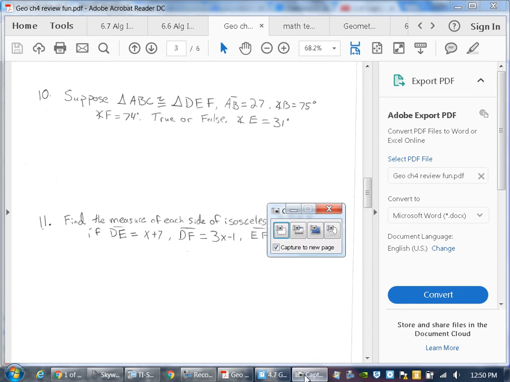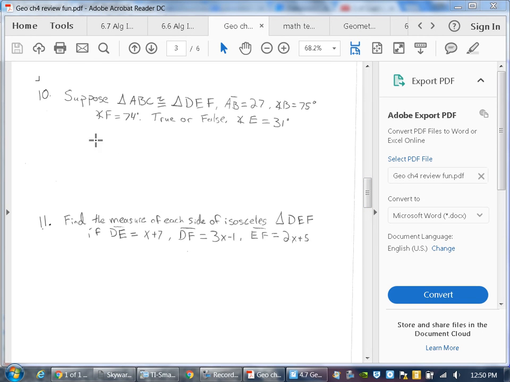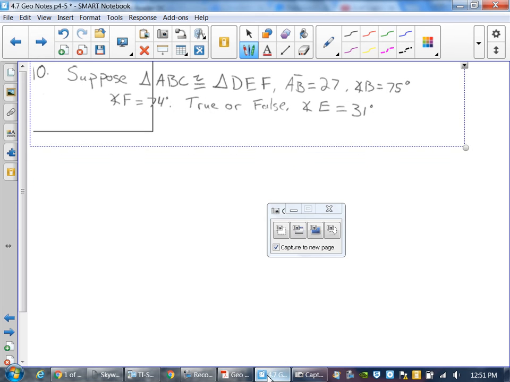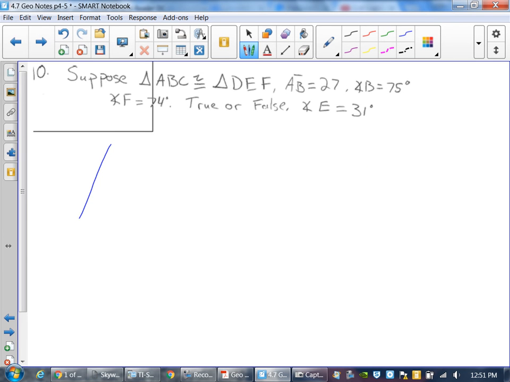Next one needs a what? Diagram. When you do the diagram, it's really, really easy. But it's the idea that you have to draw a diagram. Draw the diagram, label, and you figure out what's going on.